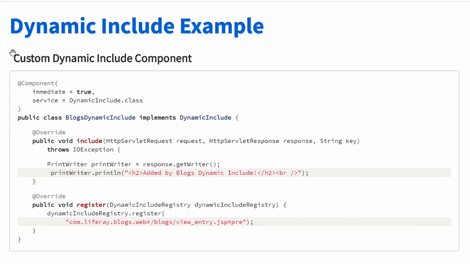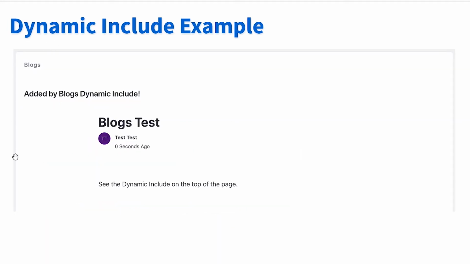Here we have the custom dynamic include component. So as you can tell here, this is a Java class. We have the add component tag that's specified by OSGI. We're adding in a print writer to print line added by blog's dynamic include. And here inside the register, we have a dynamic include registry.register, com Liferay blogs web, blogs viewEntry.jsp. Here we can see an example of how it actually looks when we do the dynamic include.